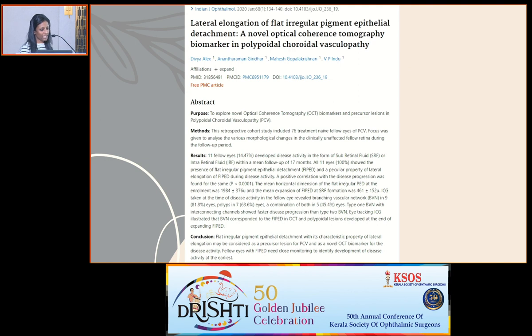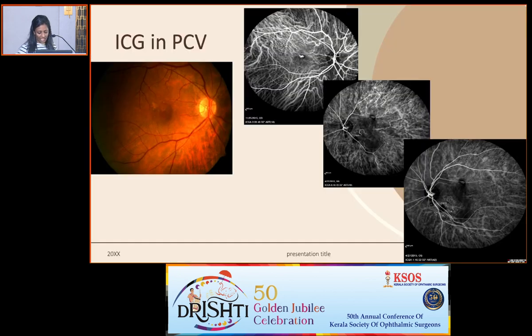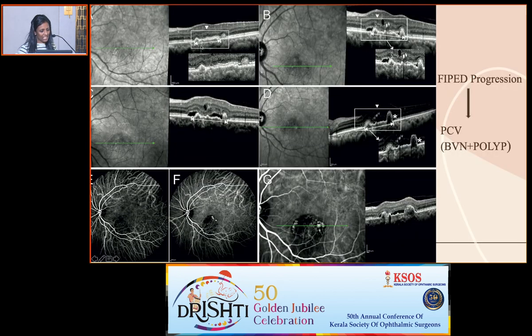Me and my professors were very lucky to elaborate one distinguishable sign in polypoidal choroidal vasculopathy, that is the lateral elongation of the flat irregular pigment epithelial detachment. So we described the evolution of the disease through this. This was the flat irregular PED, and this is a quiescent disease, and once it starts elongating, slowly the disease starts with the formation of subretinal fluid and IRF, and at the end of this there is the formation of a polyp. So after a period of time the polyp develops at the end of the elongated flat irregular PED.